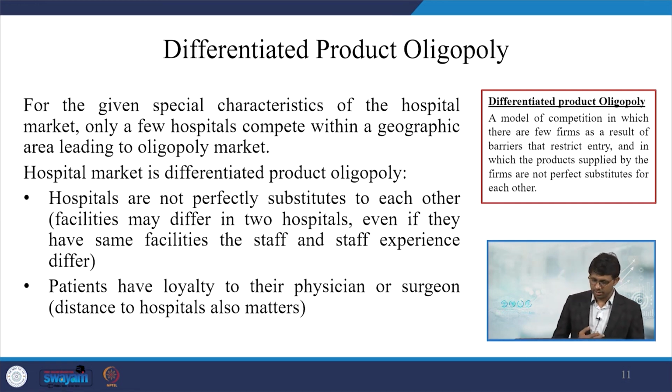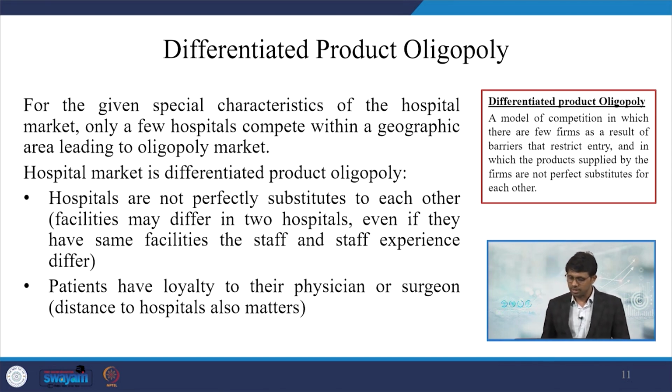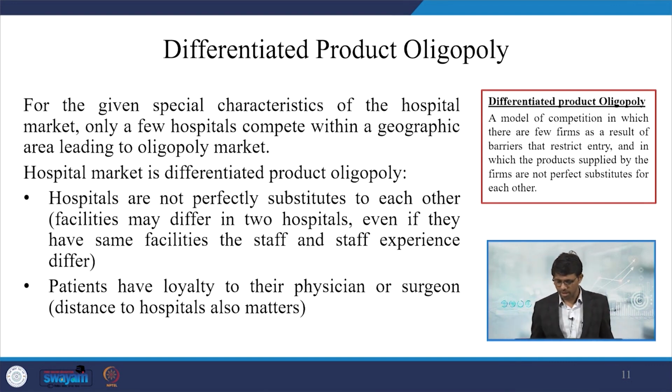Hospitals are not perfect substitutes for each other, and facilities may differ in two hospitals even if they have the same facilities. The staff and staff experience really differ, and patients have loyalty to their physicians or surgeons, and although distance to hospitals matters. A differentiated product oligopoly is defined as a model of competition in which there are few firms as a result of barriers that restrict entry, and in which the products supplied by the firms are not perfect substitutes for each other.